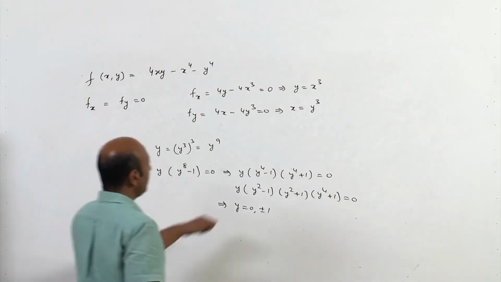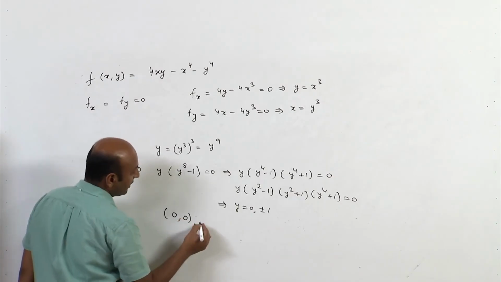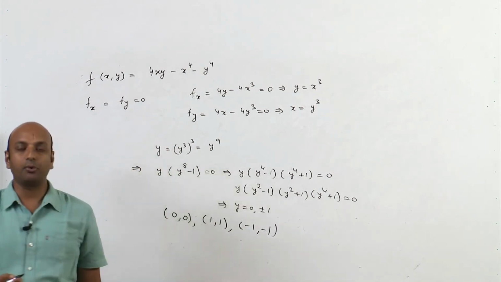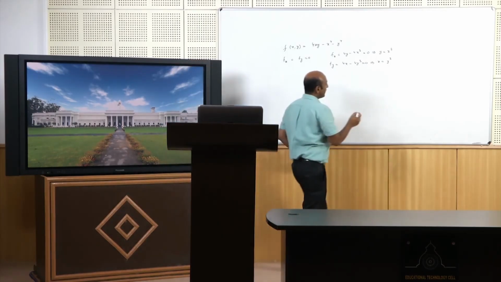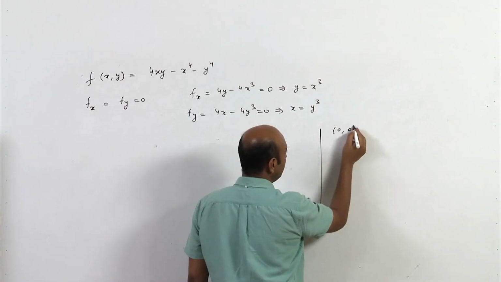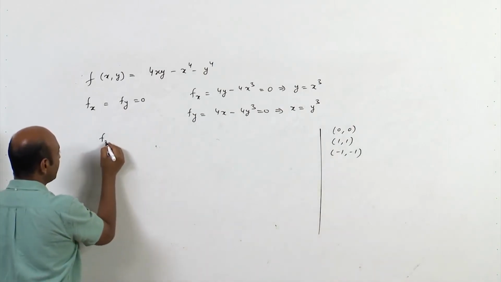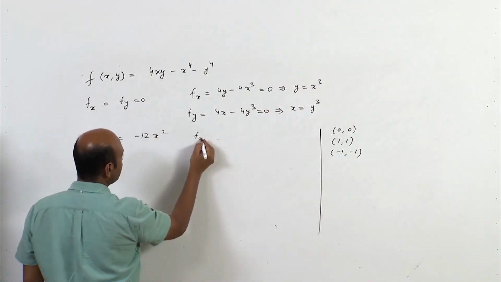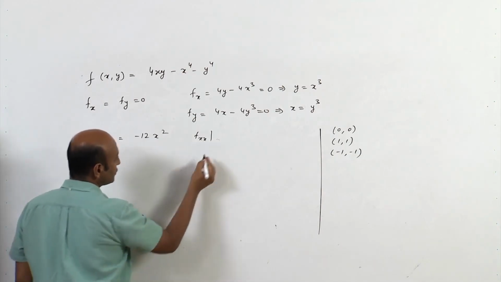So when y is 0, x is 0. So the points are (0, 0), when y is 1 it is (1, 1), and when y is -1 it is (-1, -1). So these are the three critical points. Now we have to check which point is a point of local maxima, minima or saddle point. So we have 3 points here: (0, 0), (1, 1) and (-1, -1). So find fxx. What is fxx? It is -12x square, and first we check for (0, 0).